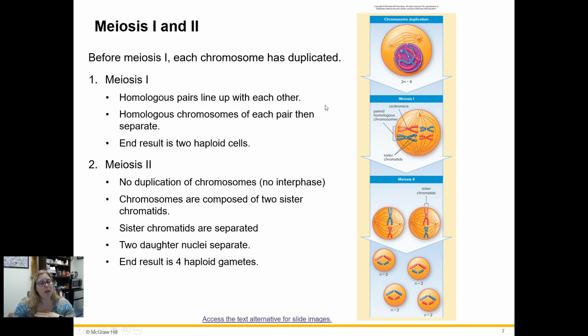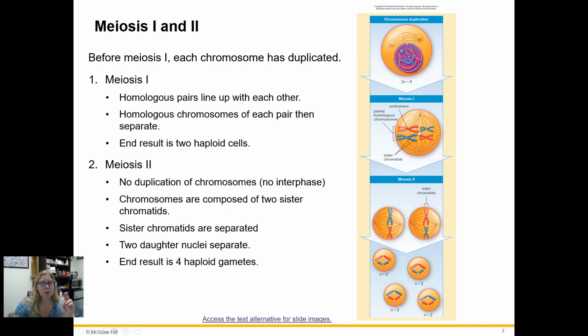as compared to mitosis. So in meiosis 1, our homologous pairs line up with one another. They find their match, okay? At that point, they are going to then separate from one another. And that is how we end up with 2 cells that are haploid.